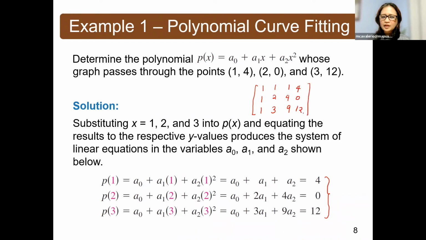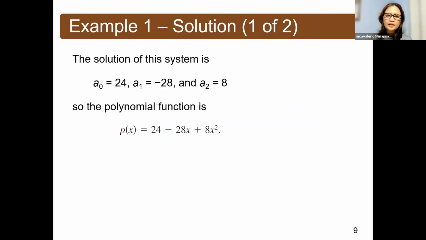By applying elementary row operations and converting this augmented matrix into reduced row echelon form, we'll be able to find that the solution a sub 0 is equivalent to 24, a sub 1 to be negative 28, and a sub 2 to be equivalent to 8. And then substituting it into the model, we will have p of x is equal to 24 minus 28x plus 8x squared.